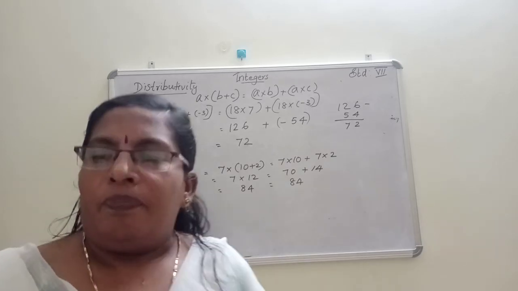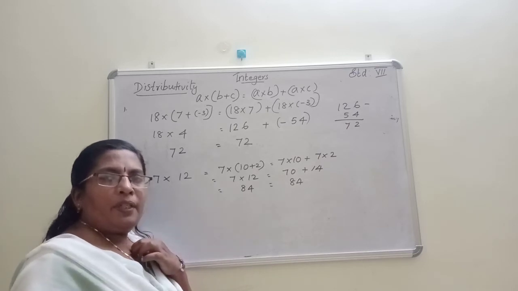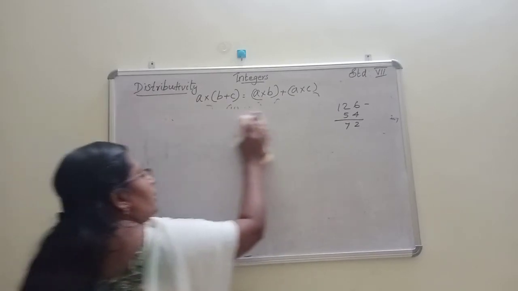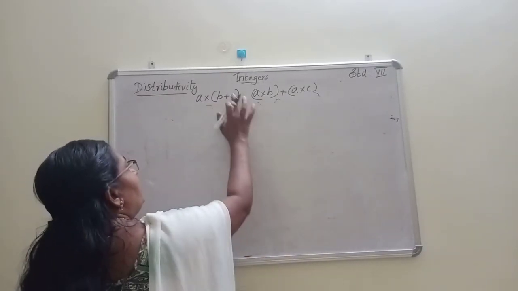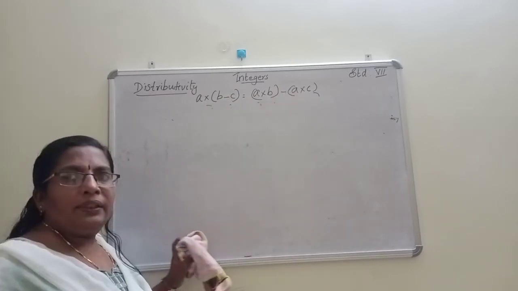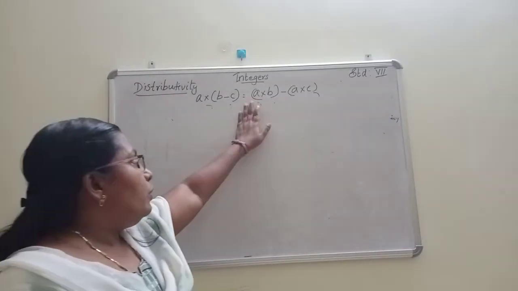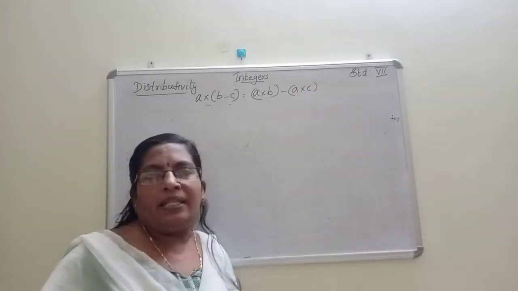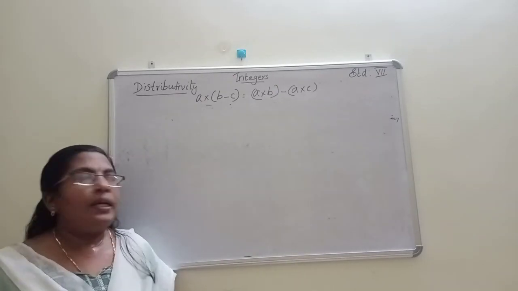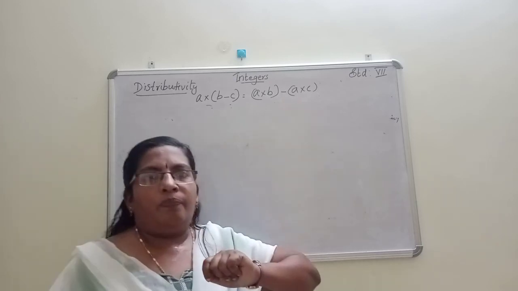Then next is distributive property with subtraction. Here we can use minus. So instead of plus, we can use minus. That is A into B minus C equal to A into B minus A into C. First one, A into B plus C equal to A into B plus A into C. Here A into B minus C equal to A into B minus A into C.